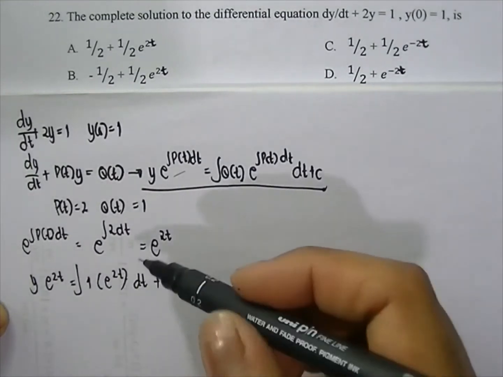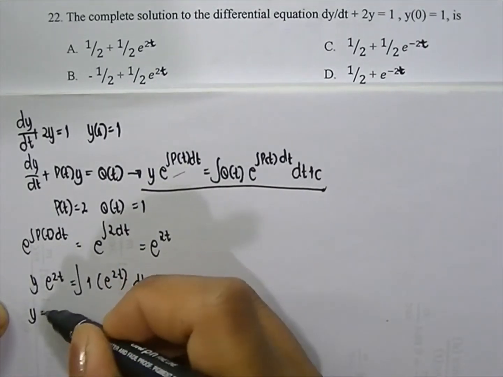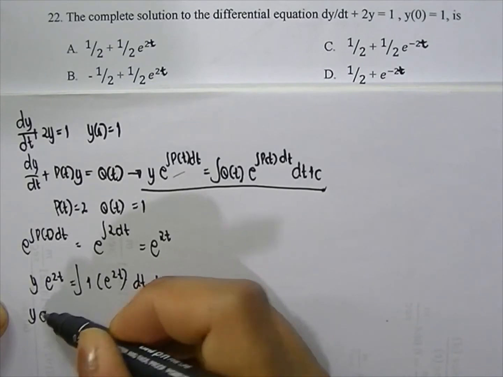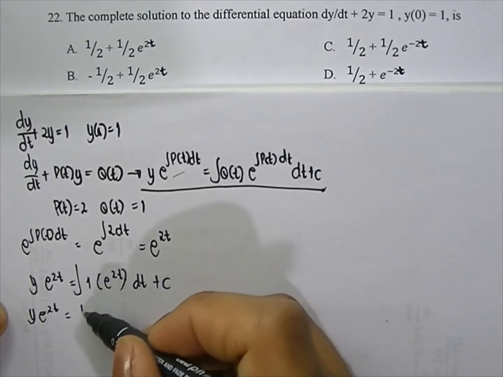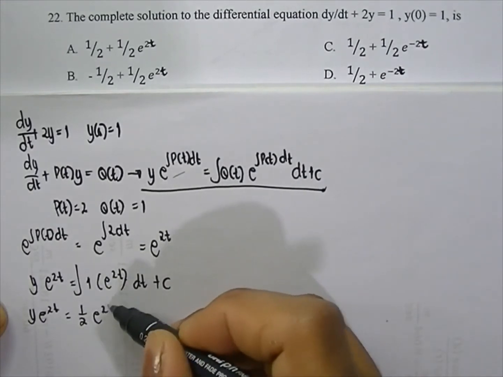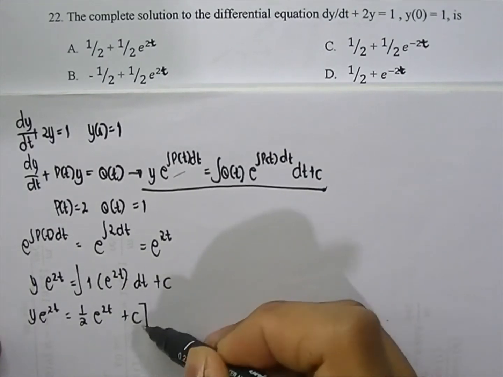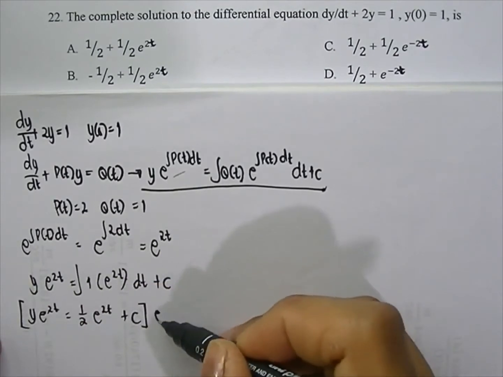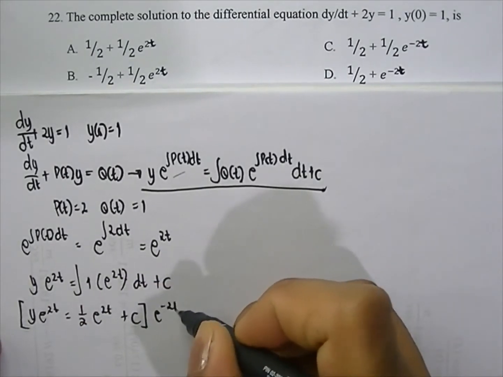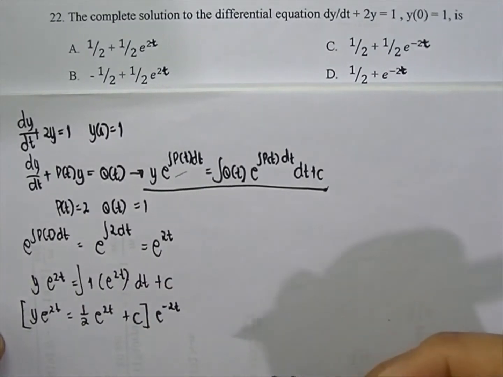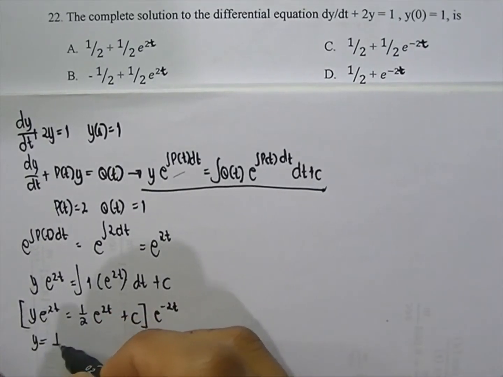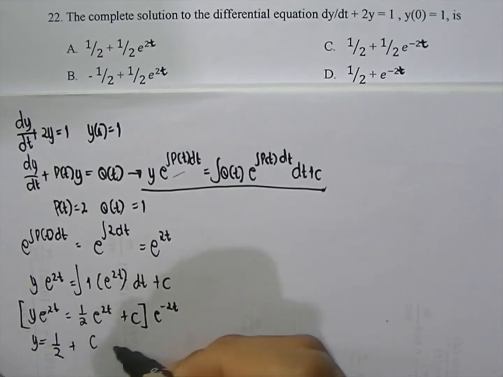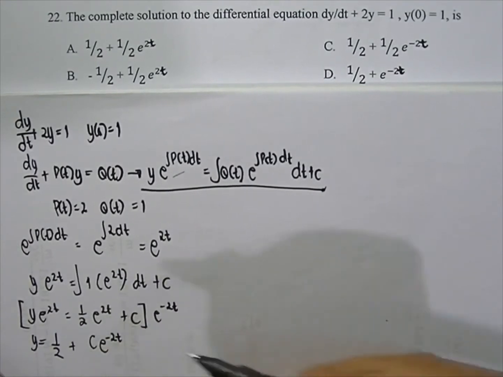So from that, we have y times e to the 2t equals the integral of e to the 2t, which is 1/2 e to the 2t, plus c. Multiply both sides by e to the negative 2t. So we have y equals 1/2 plus c e to the negative 2t.